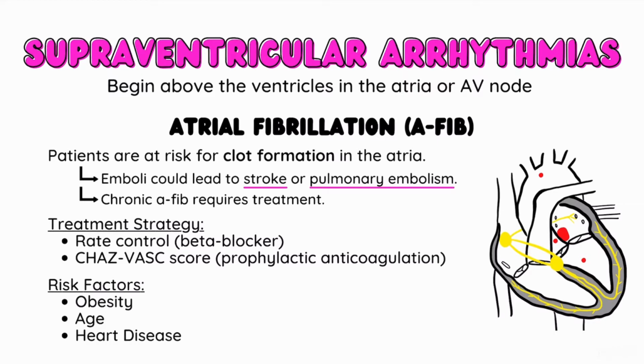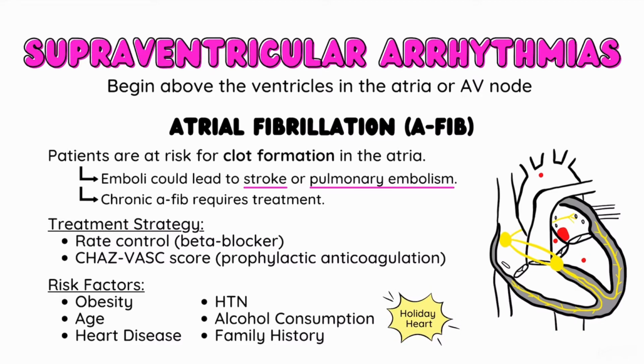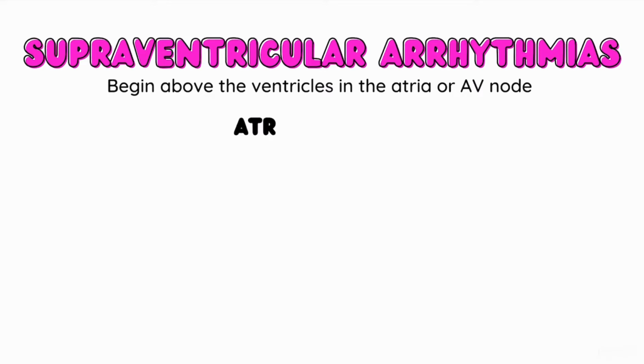Risk factors for AFib include obesity, age, heart disease, hypertension, alcohol consumption, and family history. Look out for the Happy Holiday schema on your boards. This is a patient who classically presents with AFib after a celebratory night of binge drinking.